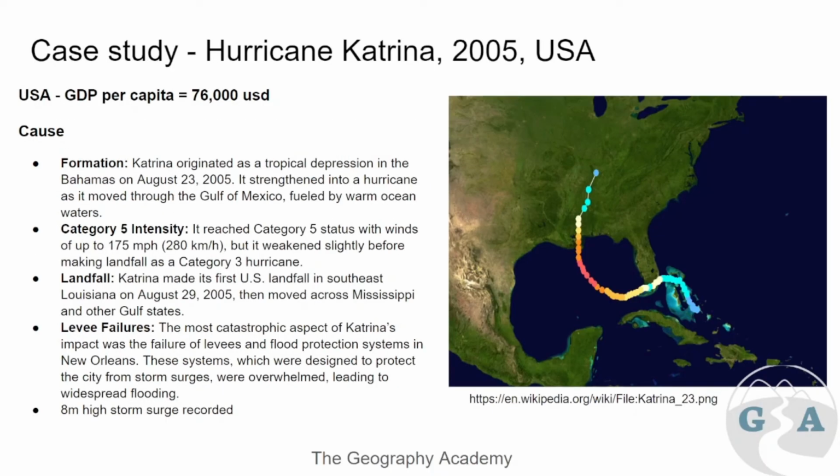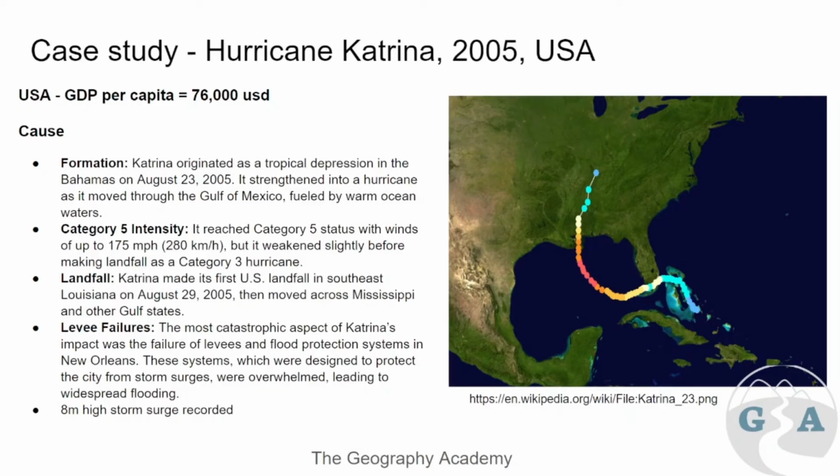We'll look at one developed country, one less developed country. And if we're looking at this, we'll start with the USA, which is a HIC, a high income country, with 26,000 USD per person, or GDP per capita.